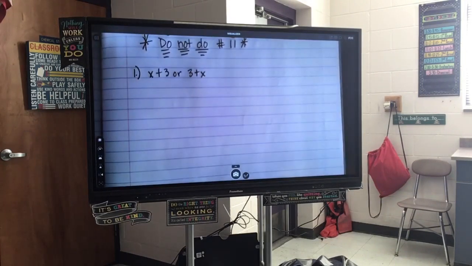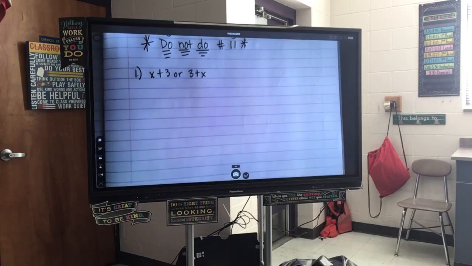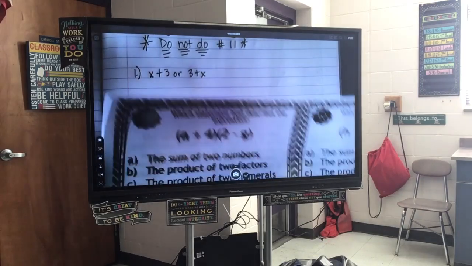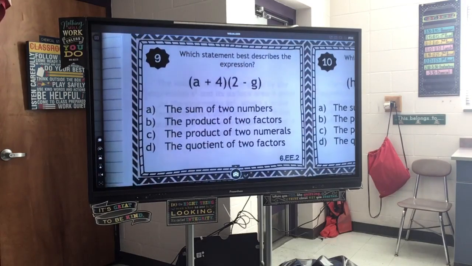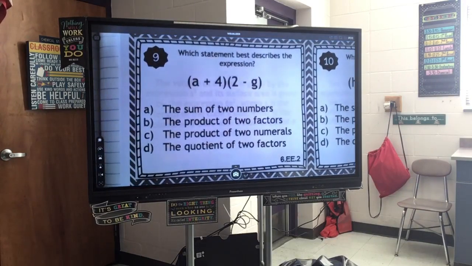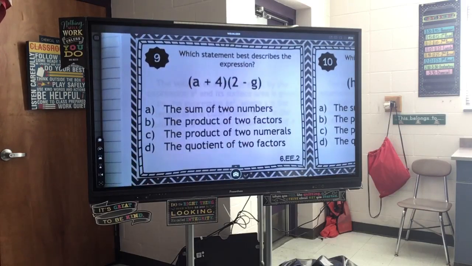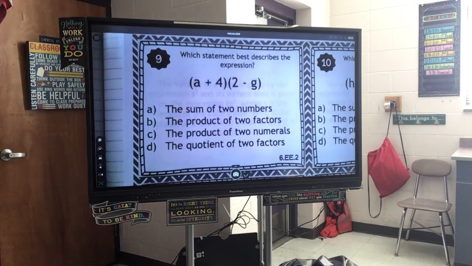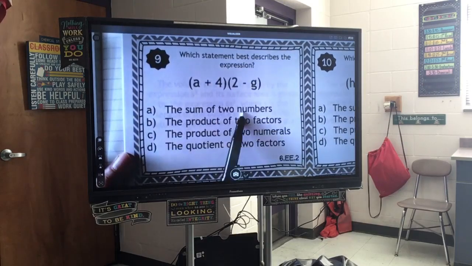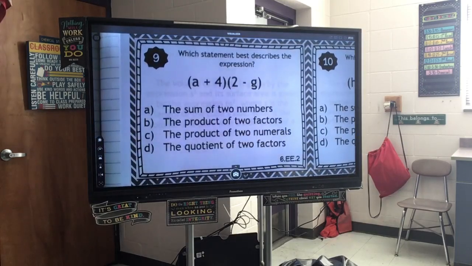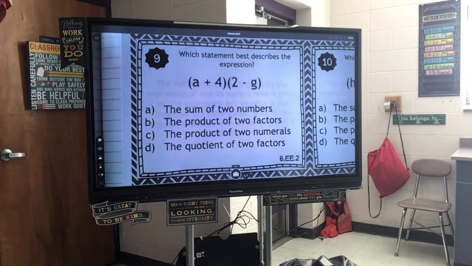Let's go to number 9. Number 9 says, which statement best describes the expression a plus 4 times 2 minus g? Is it A, the sum of two numbers? So would it be A? Why is it not A? Because there's subtraction, and sum means what? Adding. All right. B, the product of two factors.